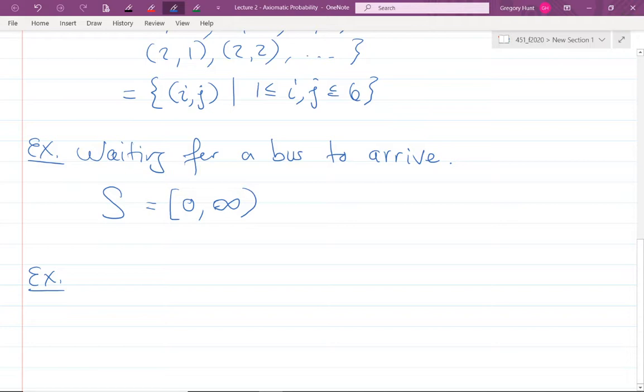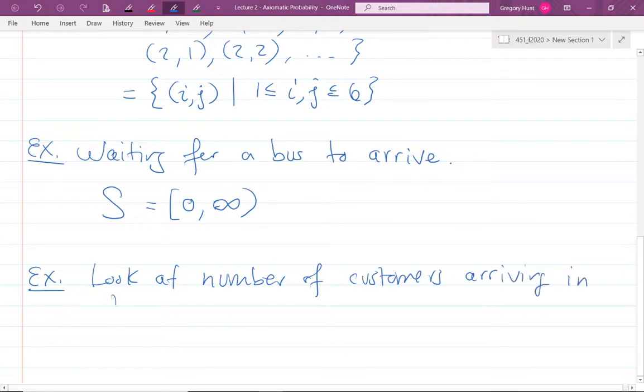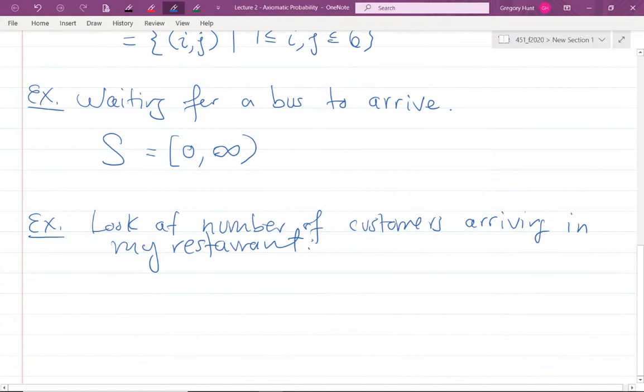For example, maybe my experiment is to look at the number of customers arriving in my restaurant. And they're going to record how many customers arrive in my restaurant. So you can pause and think, okay, what's a reasonable way of modeling the number of customers who might arrive in my restaurant?